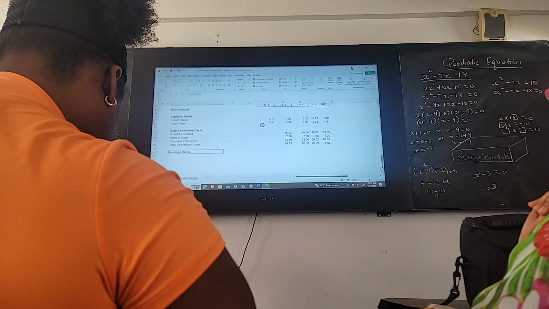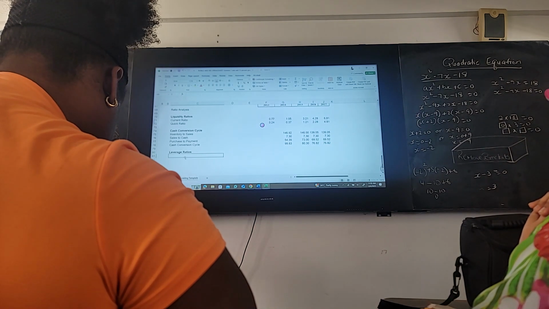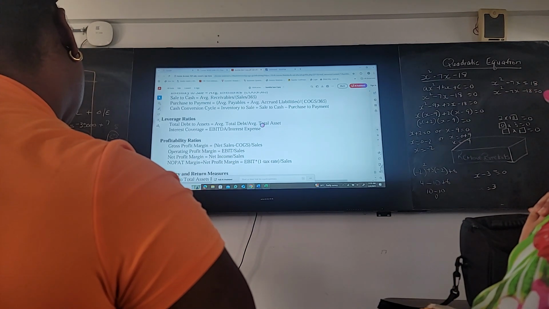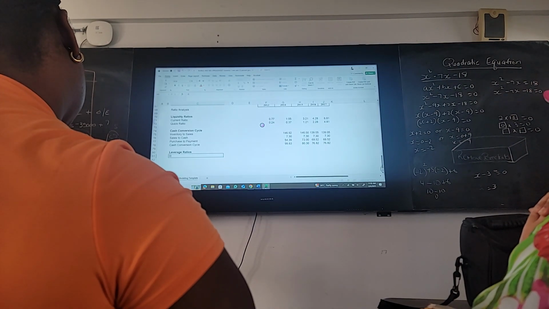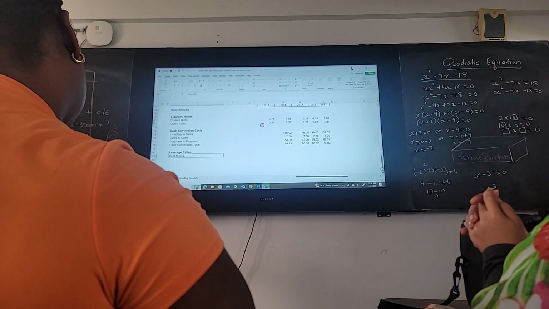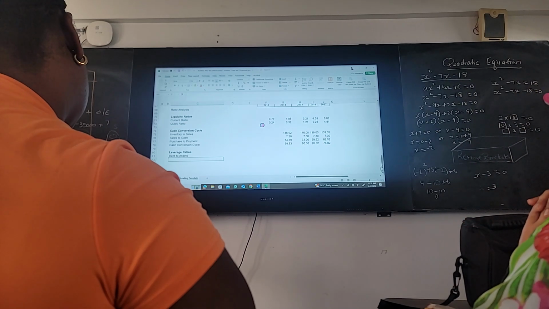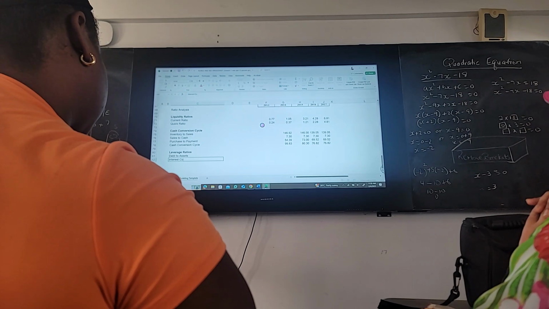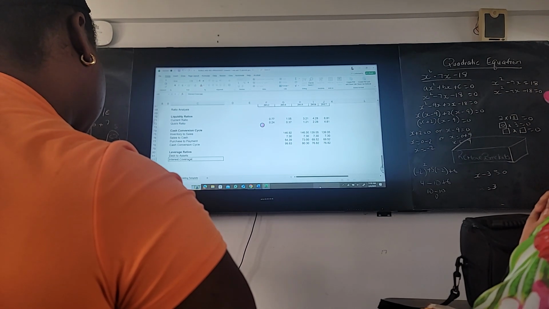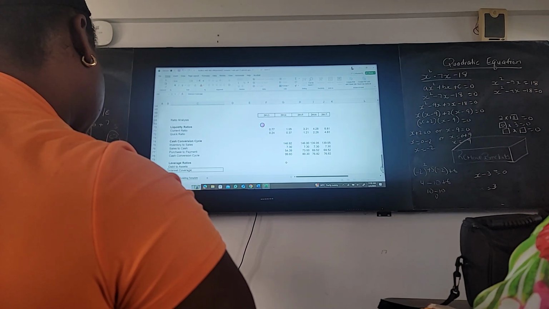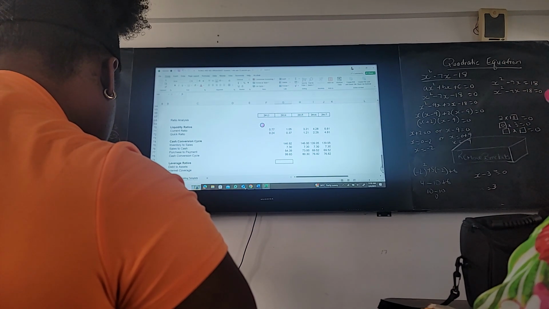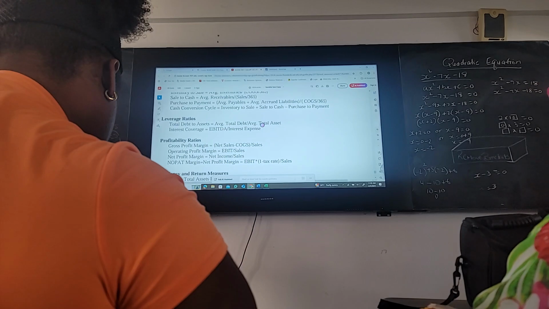Yes. Start with leverage: how indebted are you? So debt to assets and interest coverage. Okay, so debt to assets. How much do you really owe? Debt divided by total assets.